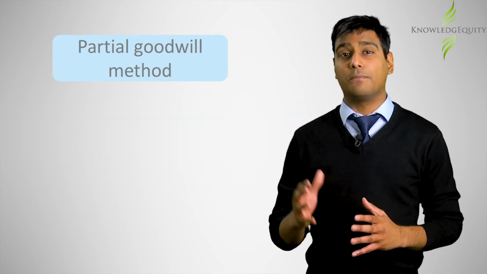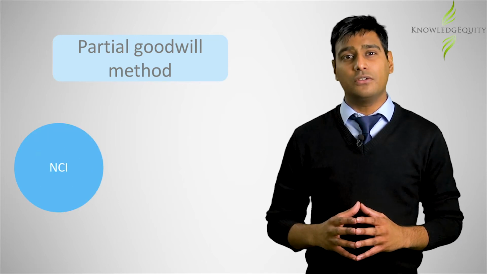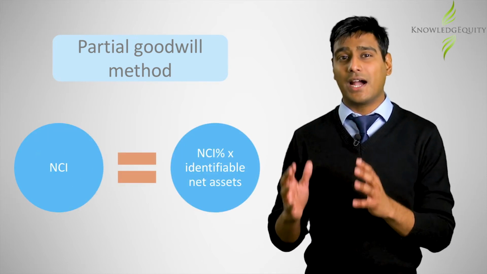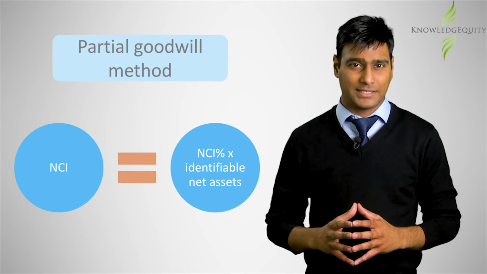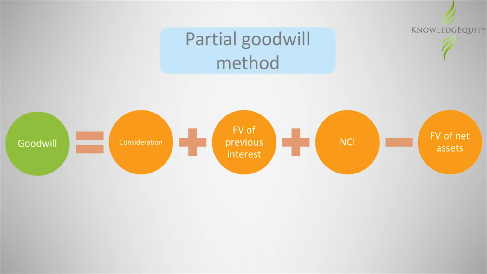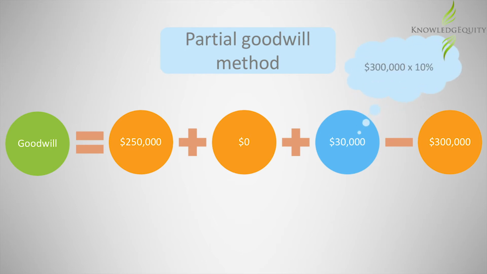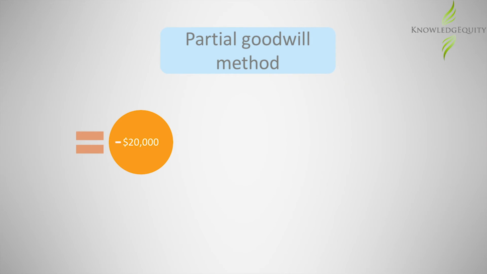If an entity chooses the partial goodwill method, then it would measure non-controlling interest as the NCI percentage of the identifiable net assets. If Alpha Limited adopted the partial goodwill method, what would goodwill be? The values for all other variables would be the same, but NCI in this case would be $30,000, which is calculated as $300,000 of identifiable net assets times 10%, which is the proportion attributable to the non-controlling interest shareholders. Therefore, the final outcome is negative $20,000.